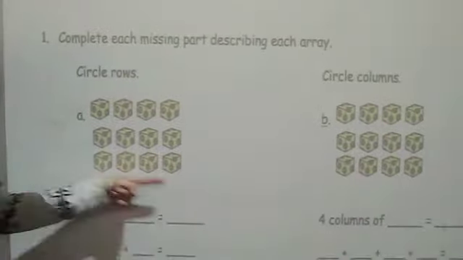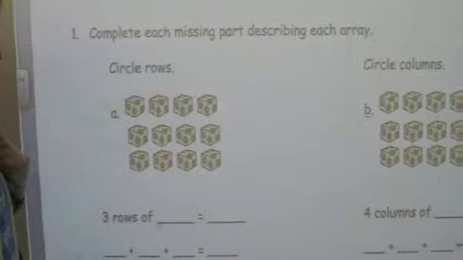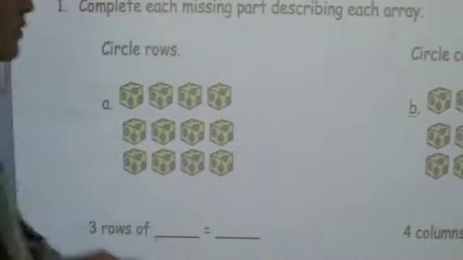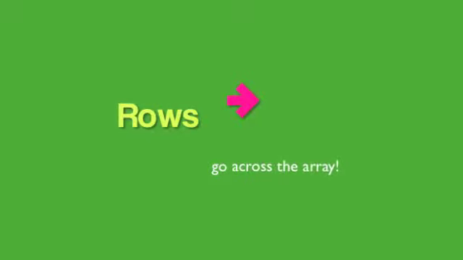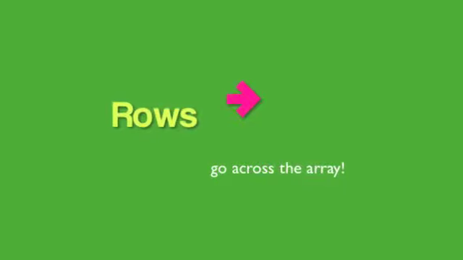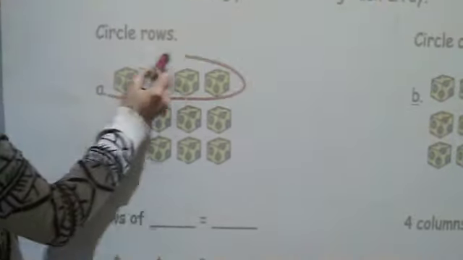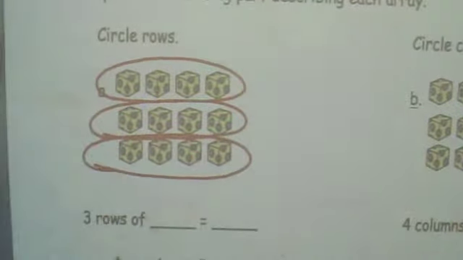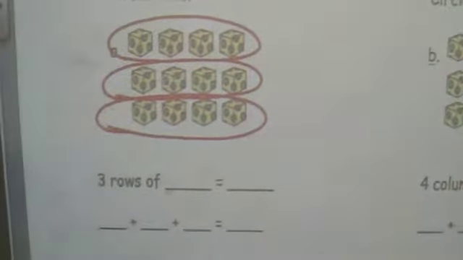Here are our missing parts down here. This is what we're solving for, and we're using our arrays up top to solve for those. This one says to circle the rows. Remember yesterday we reviewed that rows go across, like you're rowing your boat across the array. Remember, rows go across the array. So circle your rows. I have 1 row, 2 rows, and 3 rows. Now that we followed the directions, let's go down here and fill in our missing parts.